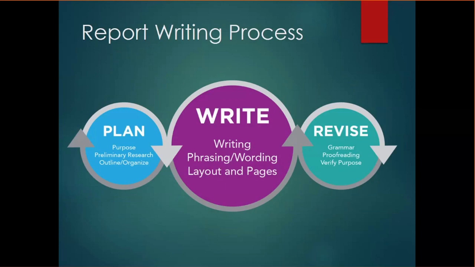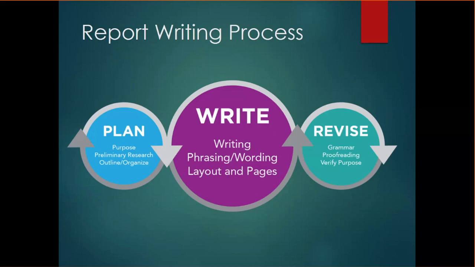Okay, here are the three stages of report writing. The first stage is to plan. By the first progress meeting that we had with you guys, we subconsciously had you doing the planning stage of your ARP report. You were to determine the purpose, you did your preliminary or background research, and you made a draft table of contents. So you were starting to organize and outline your thoughts.